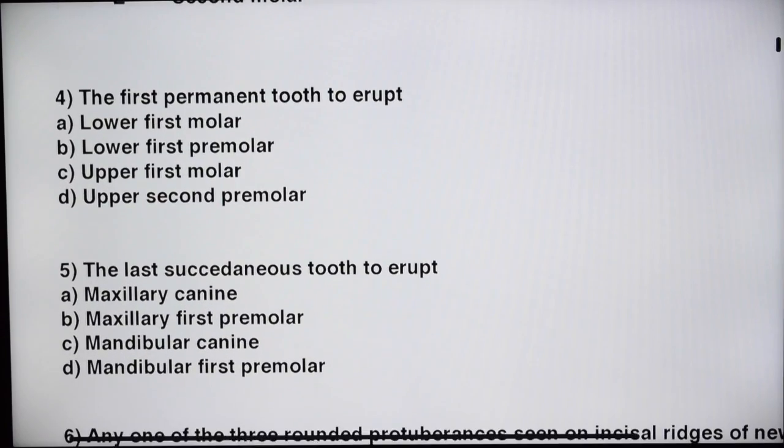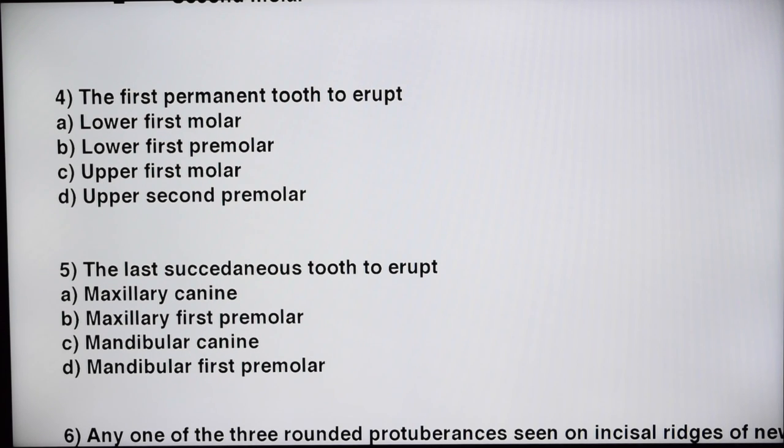So coming to the next question, the first permanent tooth to erupt. Basically, the first permanent tooth to erupt is the lower or mandibular first molar, and also the first non-succedaneous permanent tooth to erupt is the lower first permanent molar, and the first succedaneous tooth to erupt is the mandibular permanent incisor, and the last succedaneous tooth to erupt is the maxillary permanent canine, right? It's not the maxillary third molar or mandibular third molar, because third molars are not succedaneous teeth. So the last succedaneous tooth to erupt in the arch is the maxillary permanent canine, right? So the appropriate option here is option A, lower first molar.